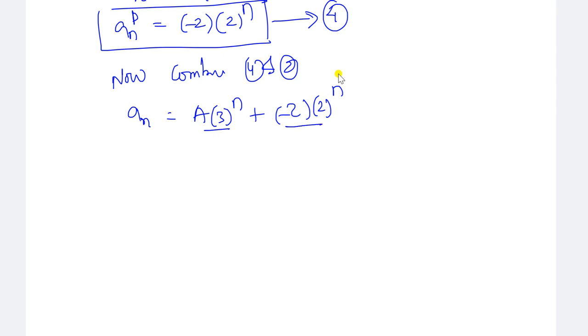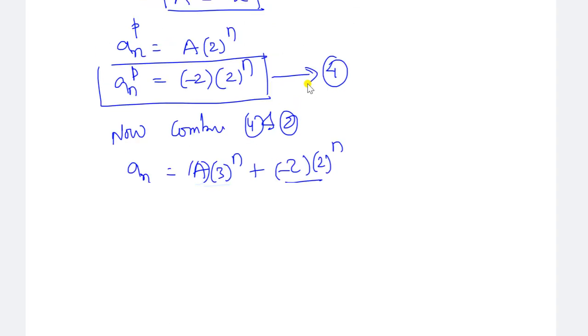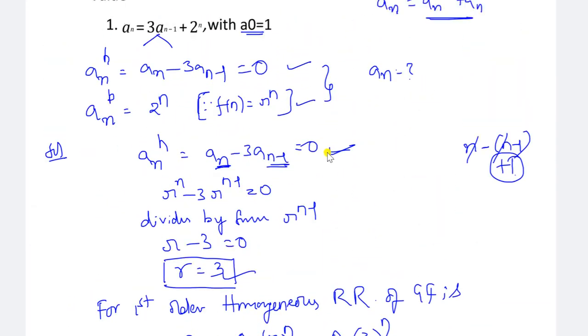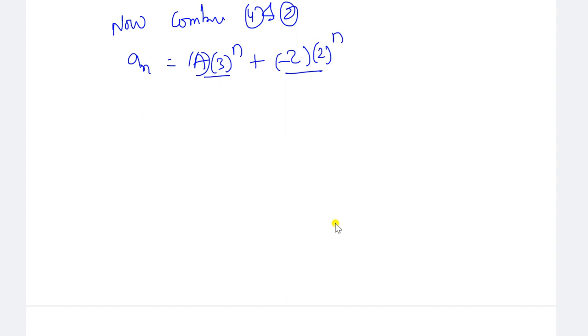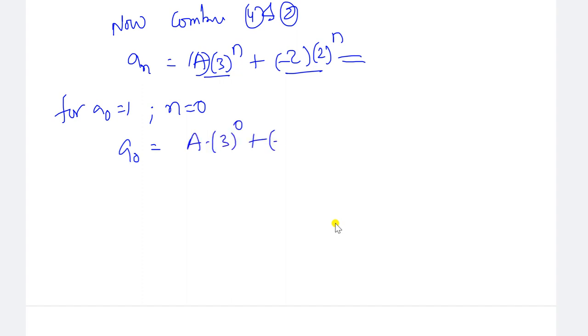So here we need to obtain the a value. How do we obtain the a value? With the help of the initial condition, right? So what is the initial condition there? Check the question once. With a_0 equal to 1. So here for a_0 equal to 1, that means n equal to 0. So put n equal to 0 in this equation, so that a_0 equals a into 3 to the power of 0 plus minus 2 into 2 to the power of 0, right?